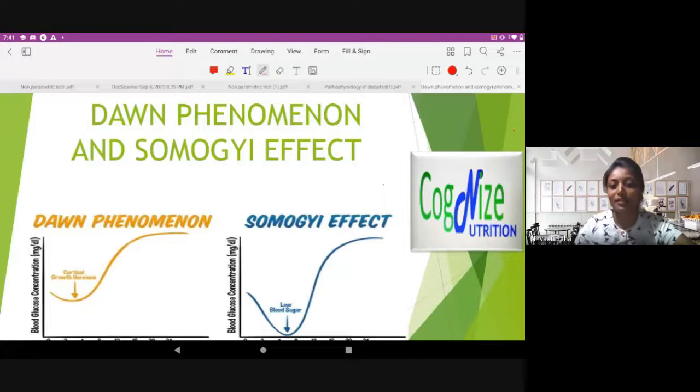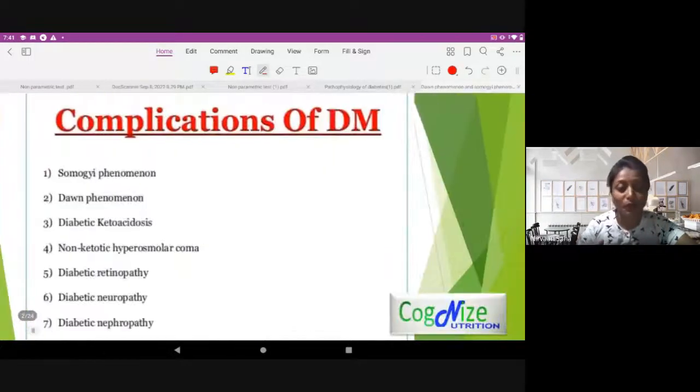Absolutely correct. Basically, in both cases there is one thing common: in the early morning hours, the blood glucose level is high. And this is definitely very dangerous for the diabetic patient. So it comes under a complicated diabetic condition. Today we'll be learning their pathways: how it happens, what the management systems are, what we can do about it.